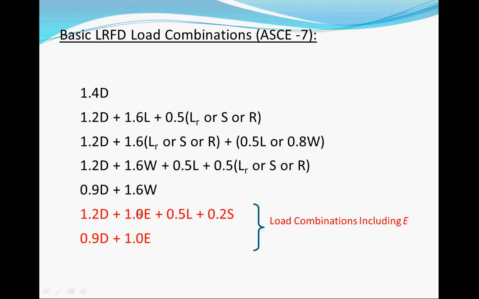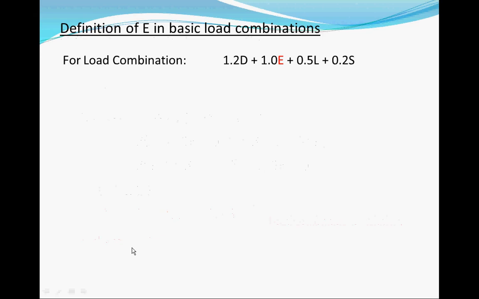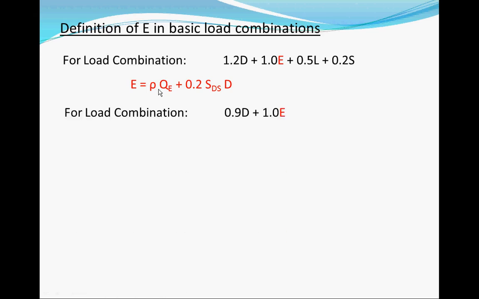So we have that 1.0 E, 1.0 E, and then a dead, and then the dead. So low combinations with E is: you have the rho SDS, basically vertical acceleration. So you have to add that to your low combination. So also this is the 0.9 dead.